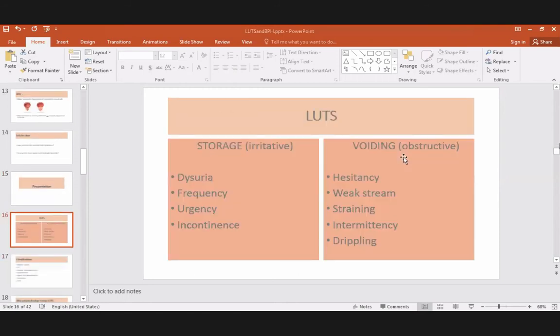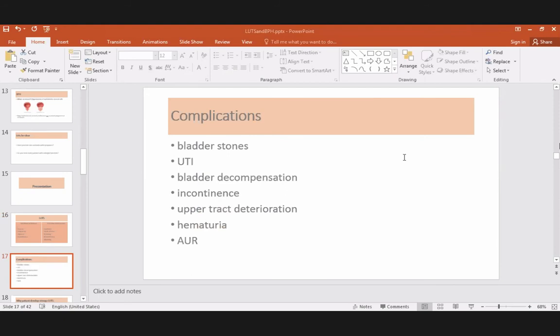Now, symptoms are the same for BPH. We have the storage symptoms and the voiding symptoms. Storage symptoms occur when the prostate is of too much size and it is causing irritative symptoms in the bladder because of its protrusion inside the bladder, causing compression of the bladder itself. Initially there are the voiding symptoms, and then there come the storage symptoms.